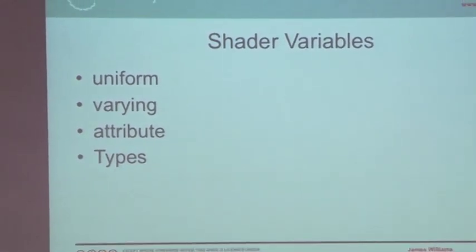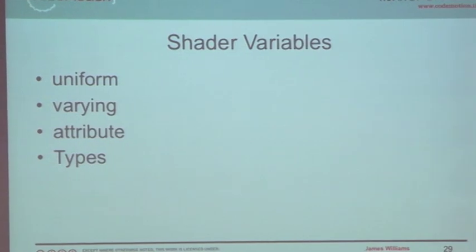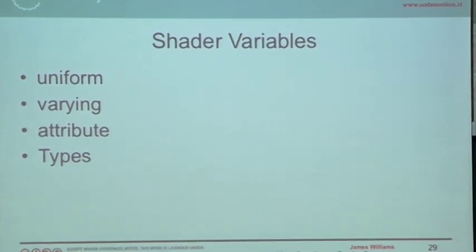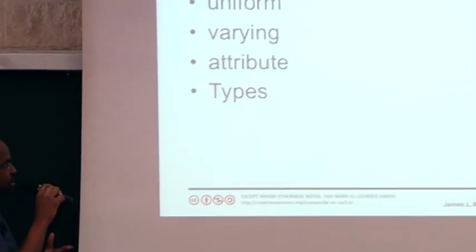There are different variables that you can use in your shader programs. A uniform is one that you set, and it's kind of like a constant or a static value. It never gets changed once you set it. Varying is like a traditional variable. It can change, and then your attributes, I believe those are for just the fragment shaders. And then you have different types like Boolean and integer and floats and doubles and all that type of stuff.